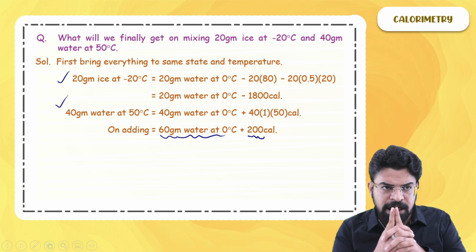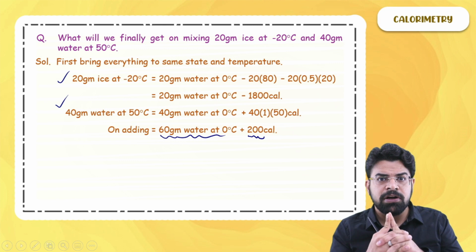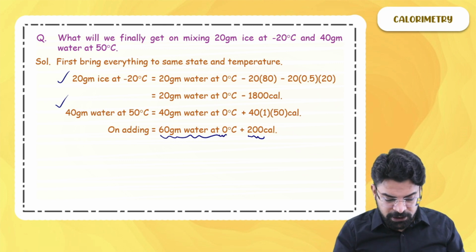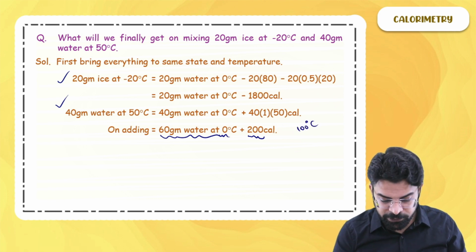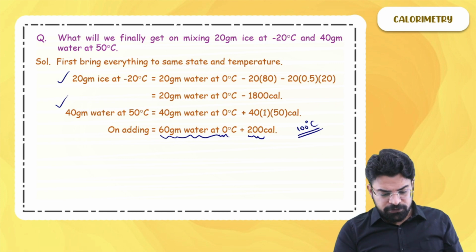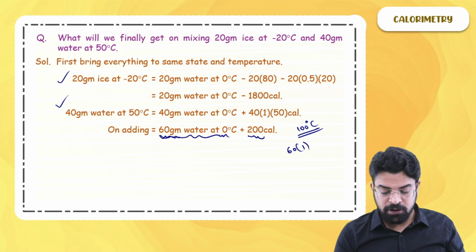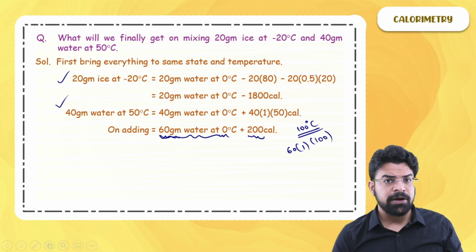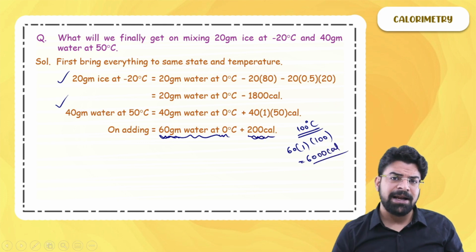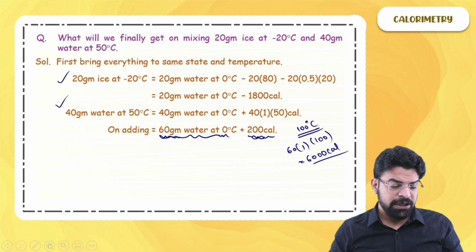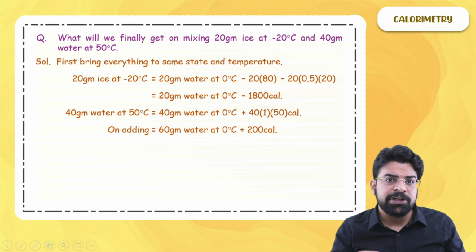If you have got 60 gram of water at 0 to which you are providing 200 calorie, what happens when you provide heat to water at 0? Its temperature will start to increase, up to 100 degrees centigrade. To increase the temperature of 60 gram of water from 0 to 100, the heat required will be M into specific heat of water 1 into delta T, which is 100. So the heat required will be 6000 calorie, and you are providing way less than that. You are providing only 200 calorie. This means that the temperature won't rise so much. So what will be the final temperature of this system?